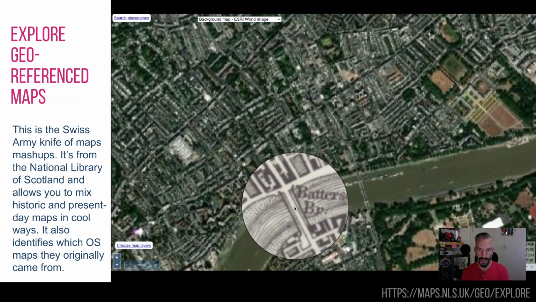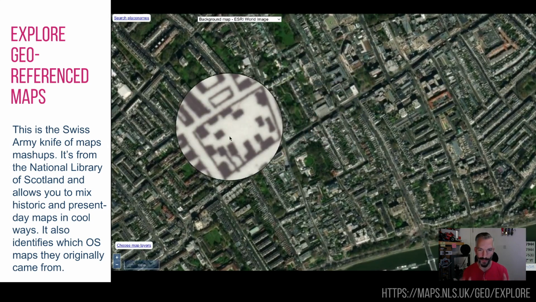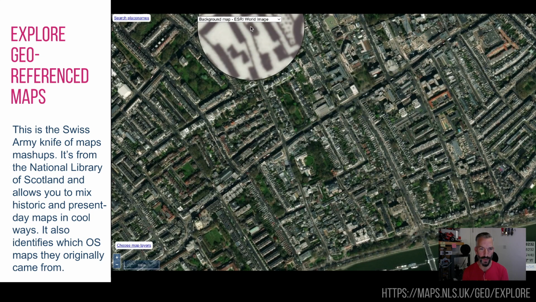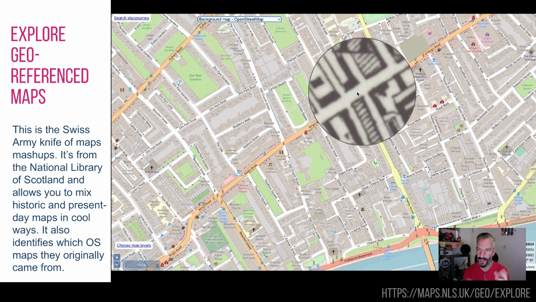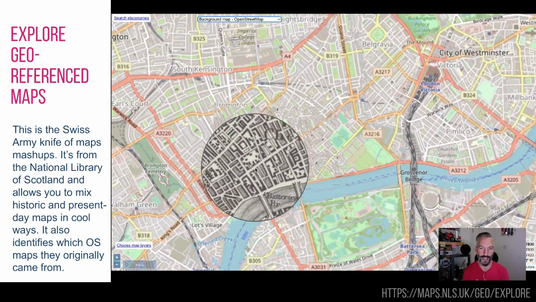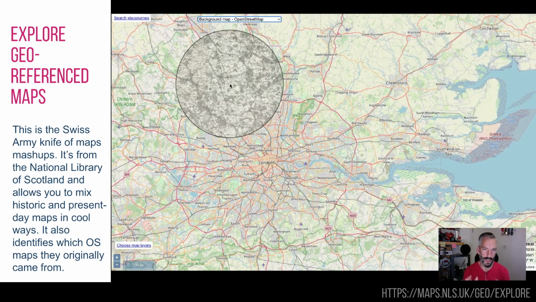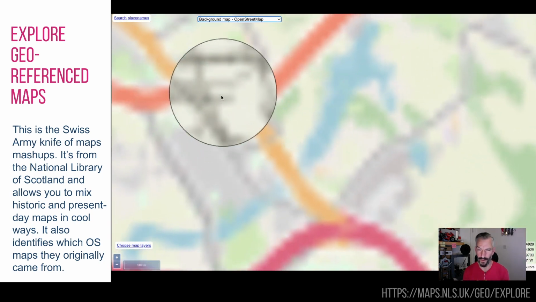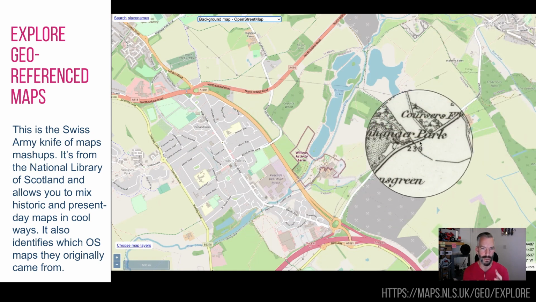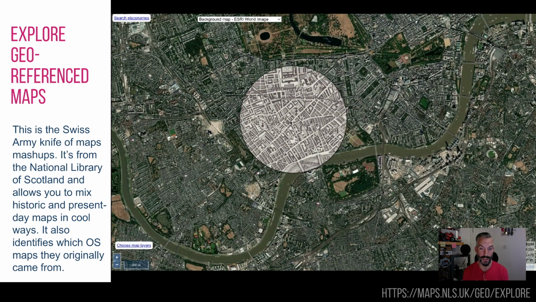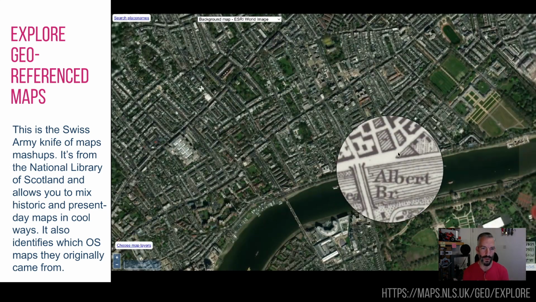Mashups, love map mashups, it's hard to say. These were all the rage about 10 years ago. Seeing a load of these recently, I just love them, so I thought I'd feature one as well. This is actually from the National Library of Scotland, and it's, as I say, a Swiss Army knife of map mashups. It allows you to do things like this kind of spy hole mode where you can use old OS maps, and I think they've got 2 of them. I think they've got one from the late 1800s, and I think they've also got one from the mid 1900s as well. So if you're interested to see what was around your house 50 years ago or 100 years ago, then you can have a look at it.